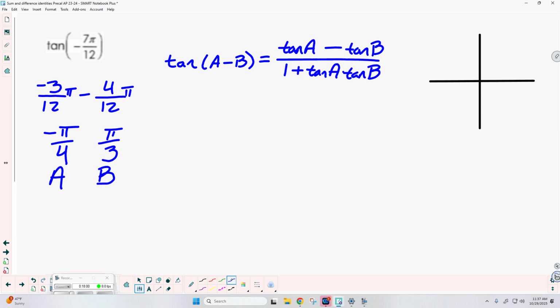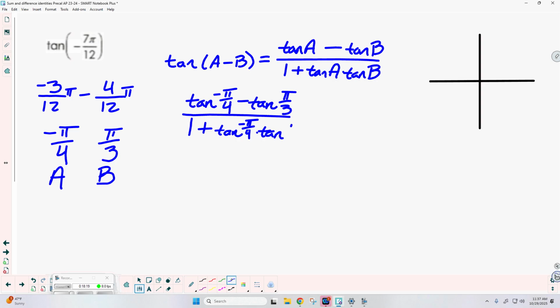And we've already identified A and B. So now let's substitute. So this is going to be tangent of a negative pi over 4 minus tangent of pi over 3, all divided by 1 plus tangent of the negative pi over 4 times the tangent of pi over 3. Is everybody okay with what I'm doing? Have I lost anybody? Okay.